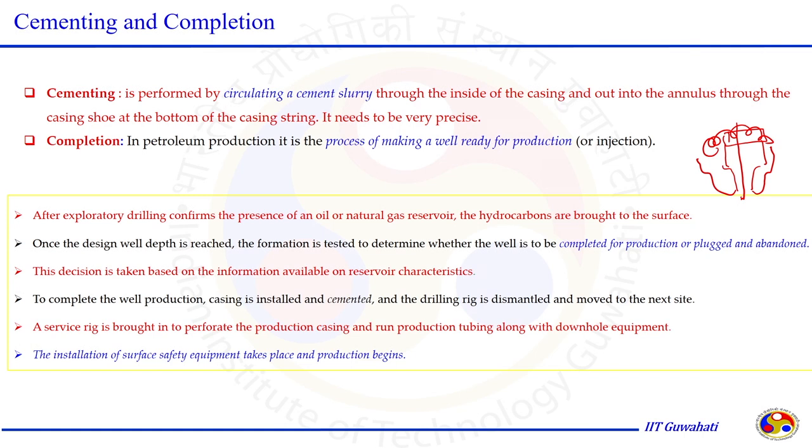A service rig is brought to install the production tubing along with the downhole equipment. So these are the post operations before the production starts. The installation of surface safety equipment takes place and the production begins. So after the operation of the drilling rig, the well completion is declared and the production starts. In summary, the drilling operation is performed, the well completion is done, and the well is ready to produce.